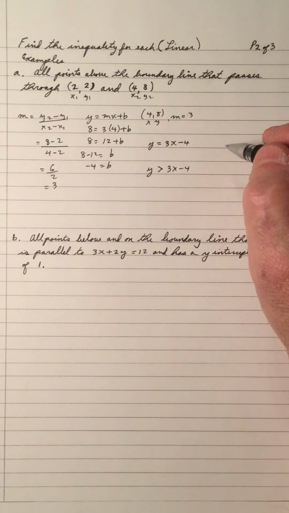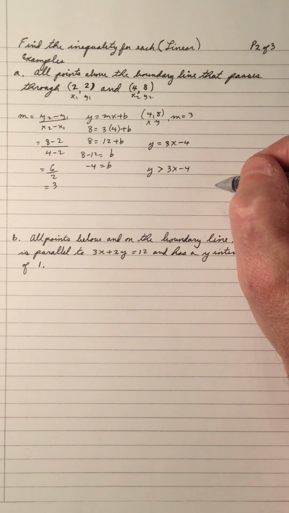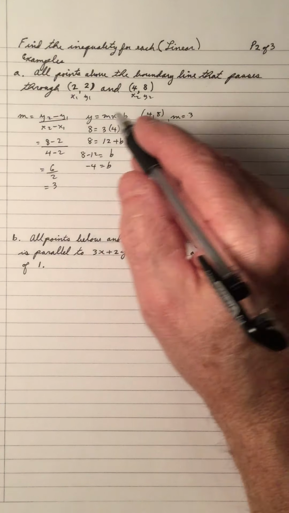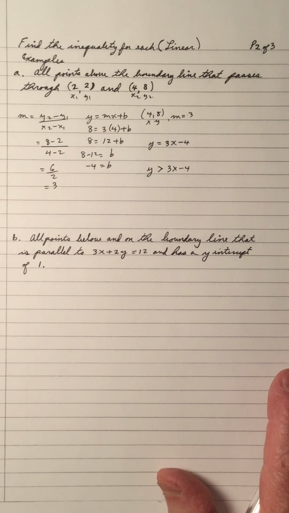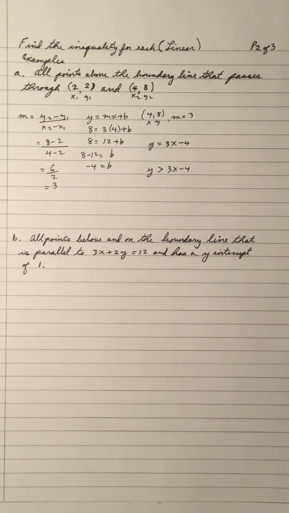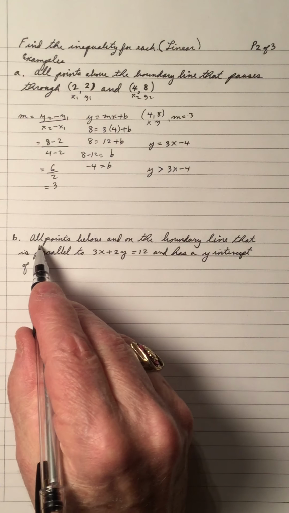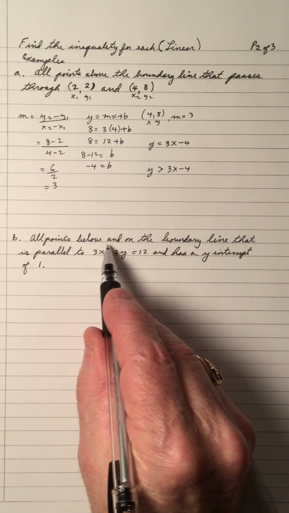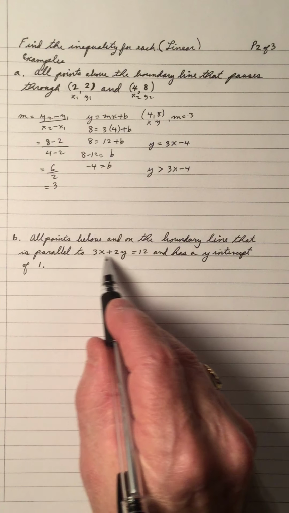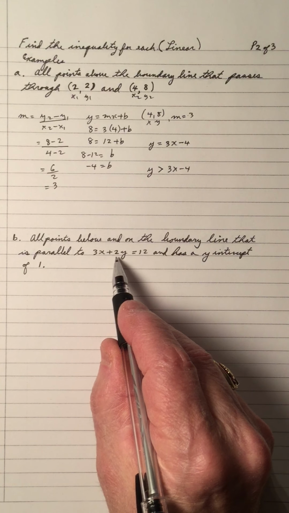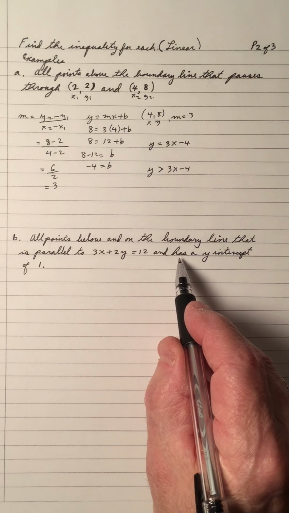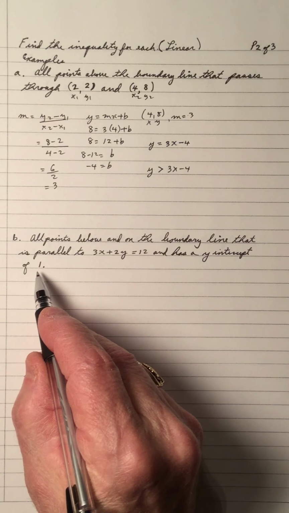And you can draw a graph, but if you draw a graph, you need graph paper, so it's easier to work it this way in math, because we normally don't carry graph paper around, especially when we're in a quiz or exam. B, all the points below and on the boundary line that's parallel to 3x plus 2y equals 12 and has a y-intercept of 1.